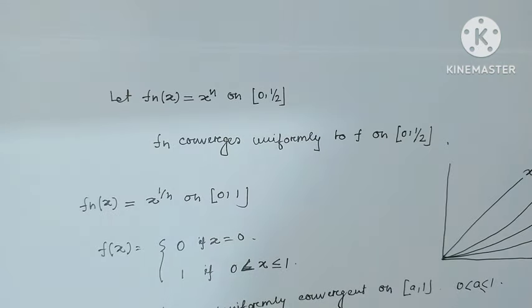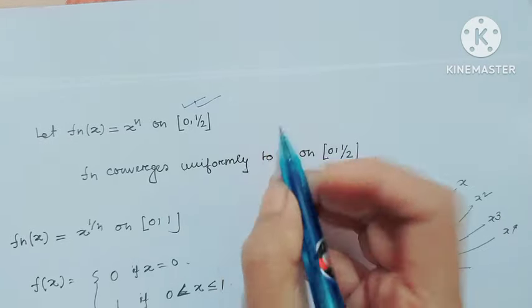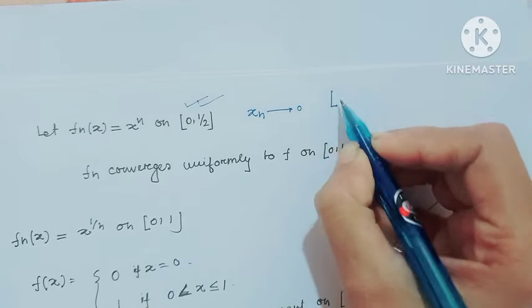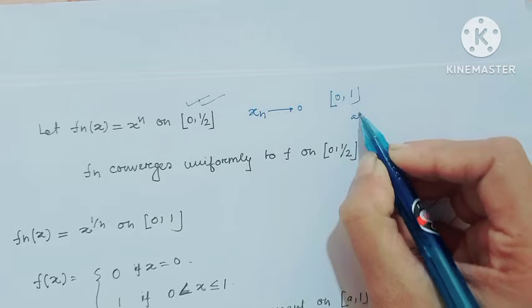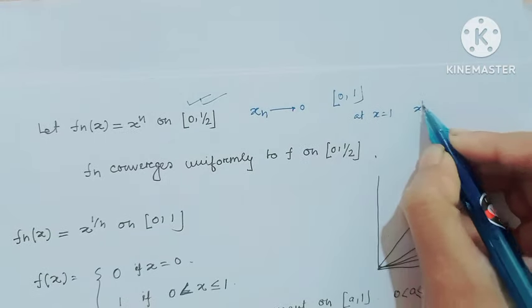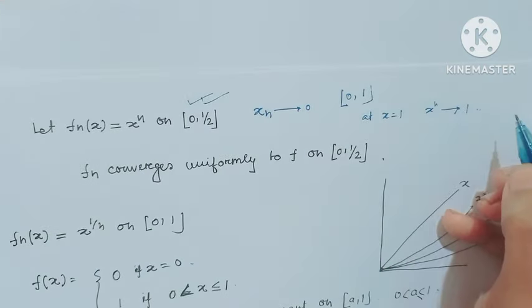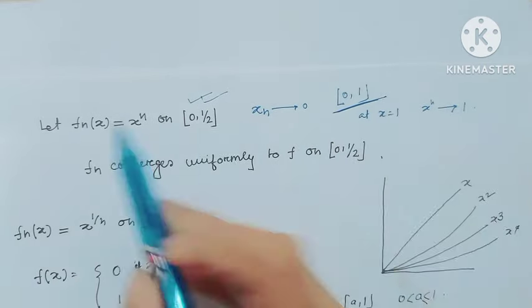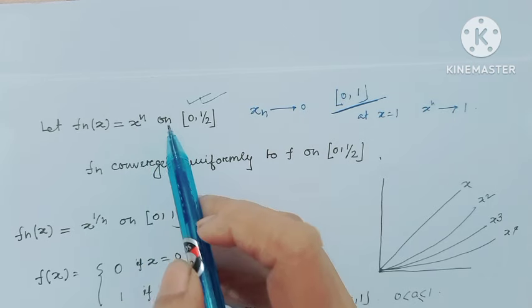Next, x to the power n on the interval [0, 1/2]. Then the sequence of functions converges uniformly, because on the interval [0, 1/2], x to the power n goes to 0. But if we consider [0, 1], then at the point x equals 1, x to the power n goes to 1. So on this interval, the sequence of functions does not converge uniformly.